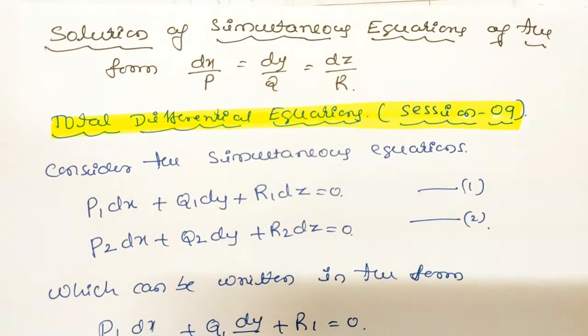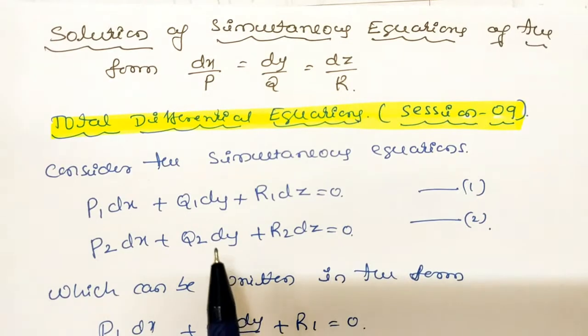In this session we are going to study the solution of simultaneous equations of the form dx by p is equal to dy by q is equal to dz by r. Okay, let us start. So let us first consider the simultaneous equations.